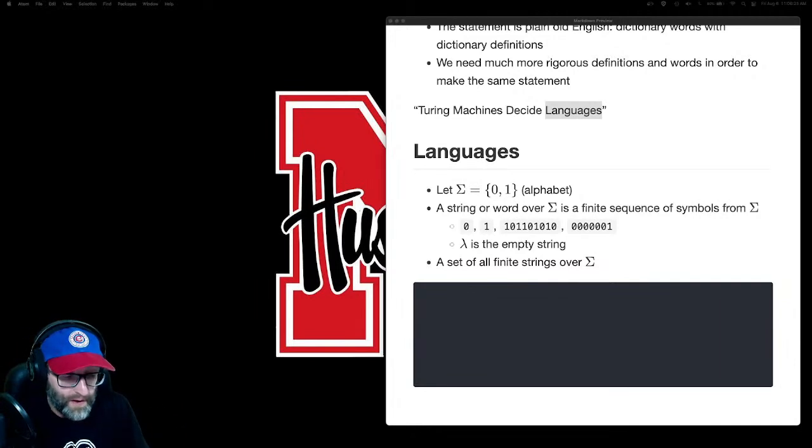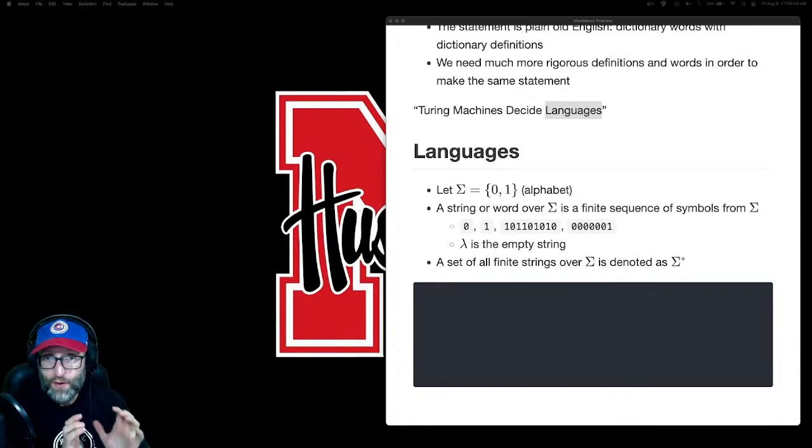A set of all finite strings over sigma is denoted as sigma star. There we go. That star operator is called the Kleene operator, and you might have seen that if you've ever seen regular expressions before. Match 0 or more occurrences of the following thing. Well, if you've got a set, you can say match 0 or more occurrences of anything in that set. And in this particular case, that means all finite strings.